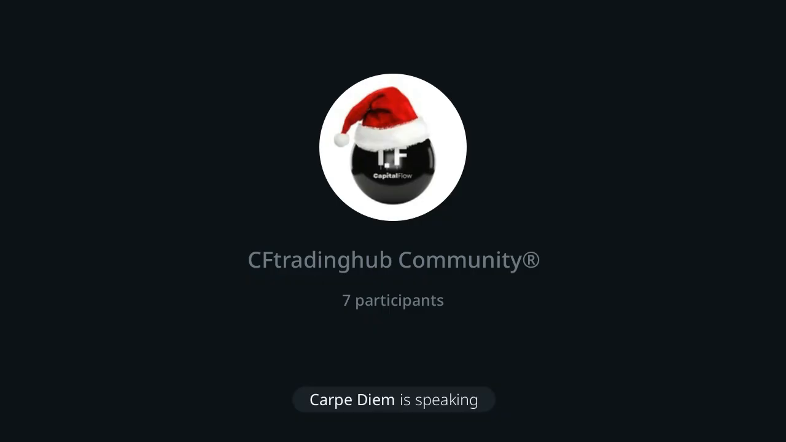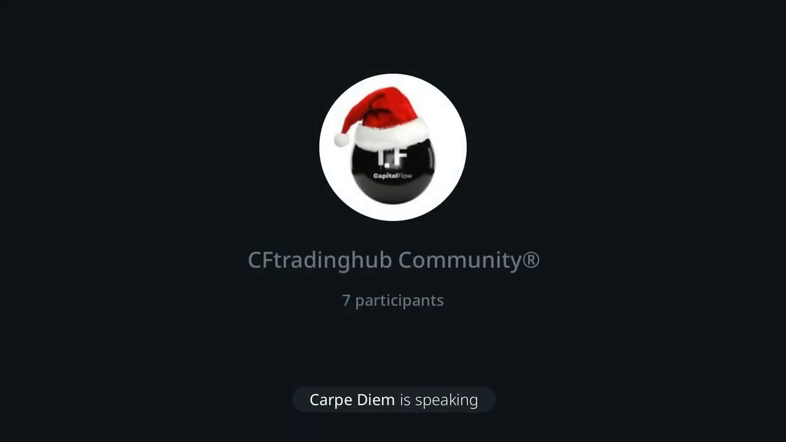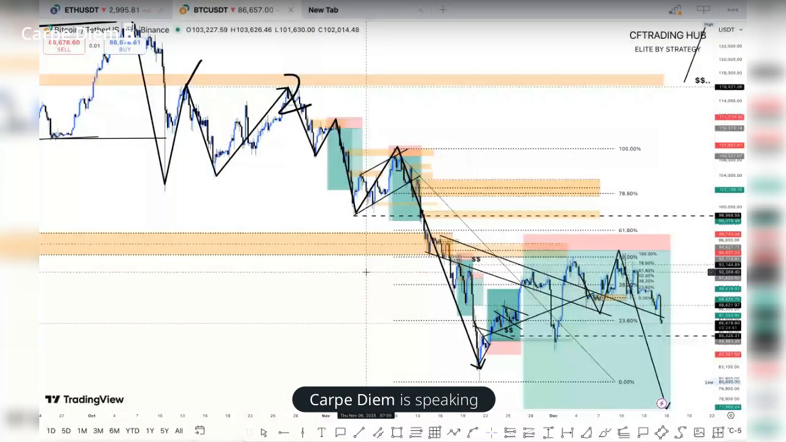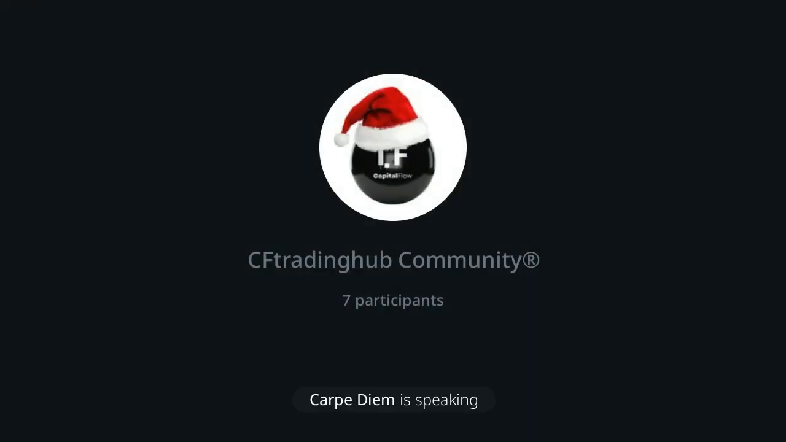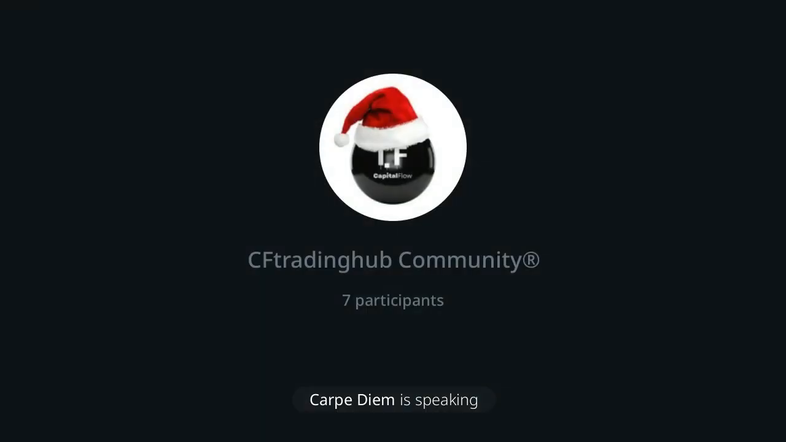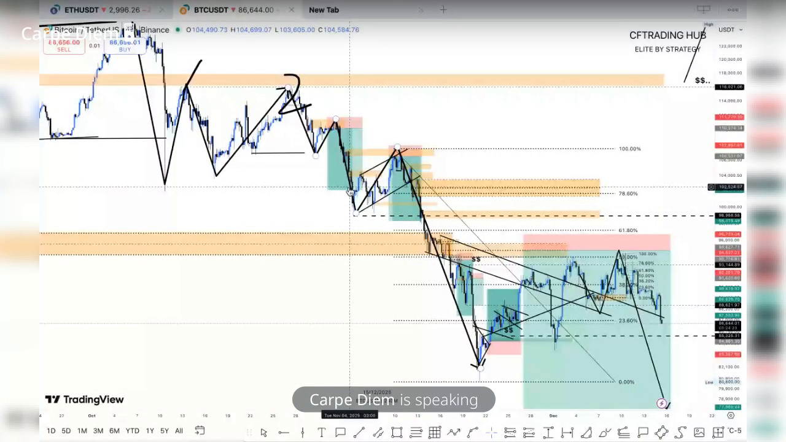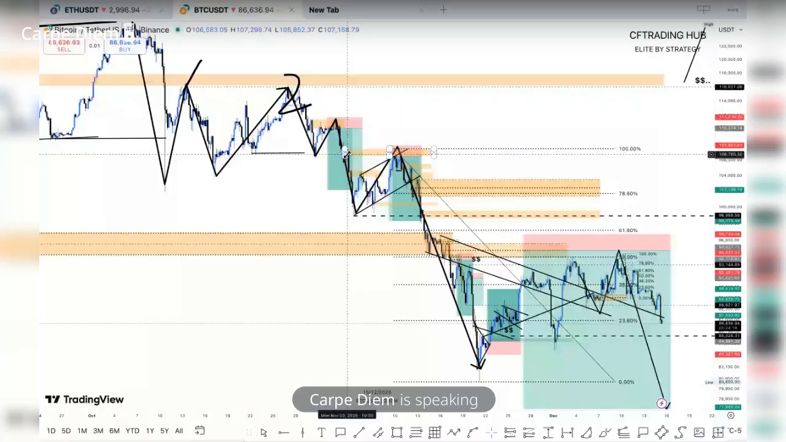Okay, so basically for demand and supply over here, this is a break of structure. There is a pullback. I see a supply block over here, and I shorted. After that, you had another pullback. I see a supply block over here, and I shorted again with another impulse.